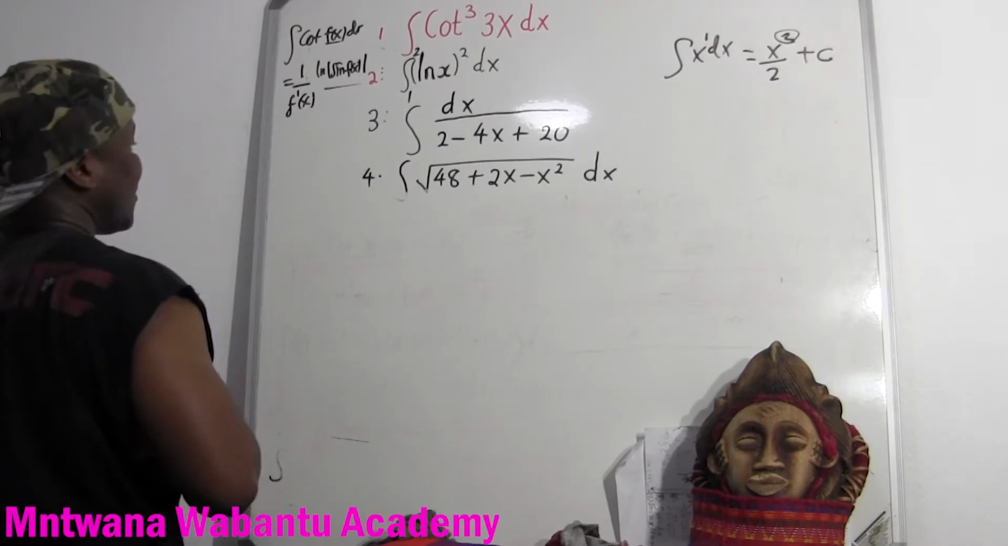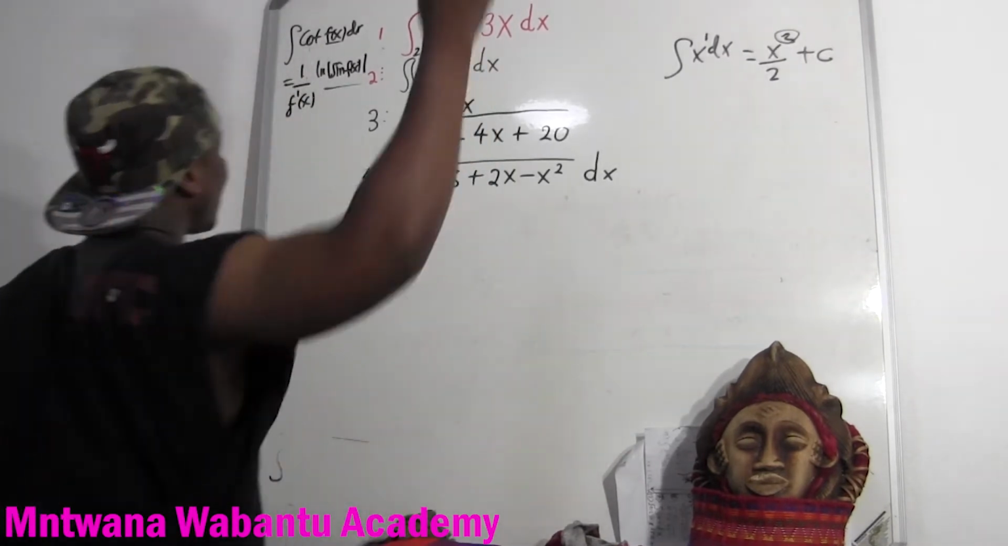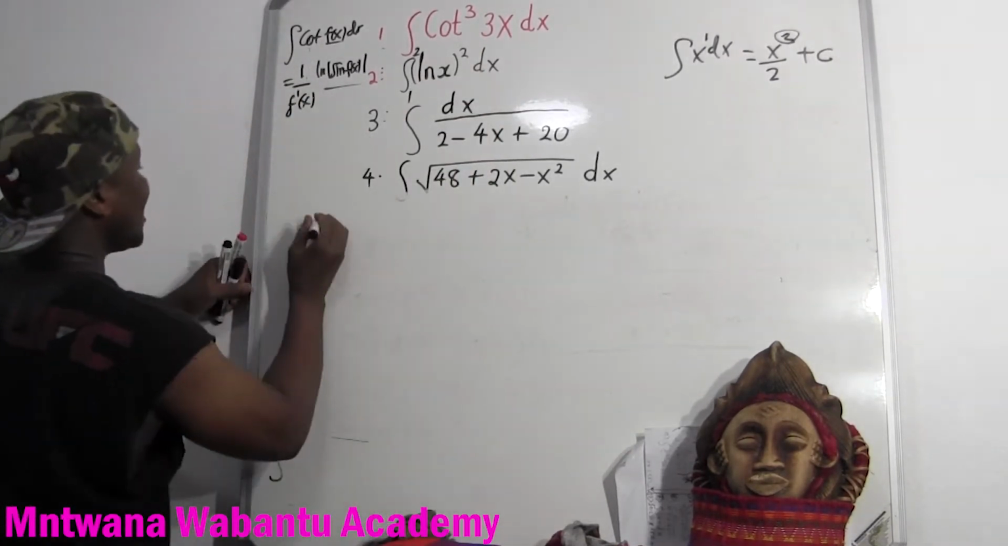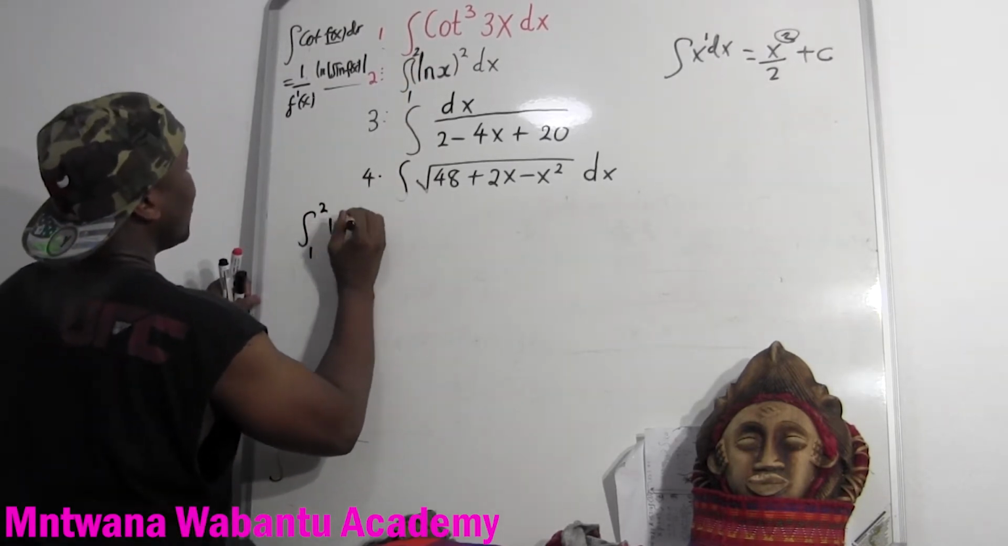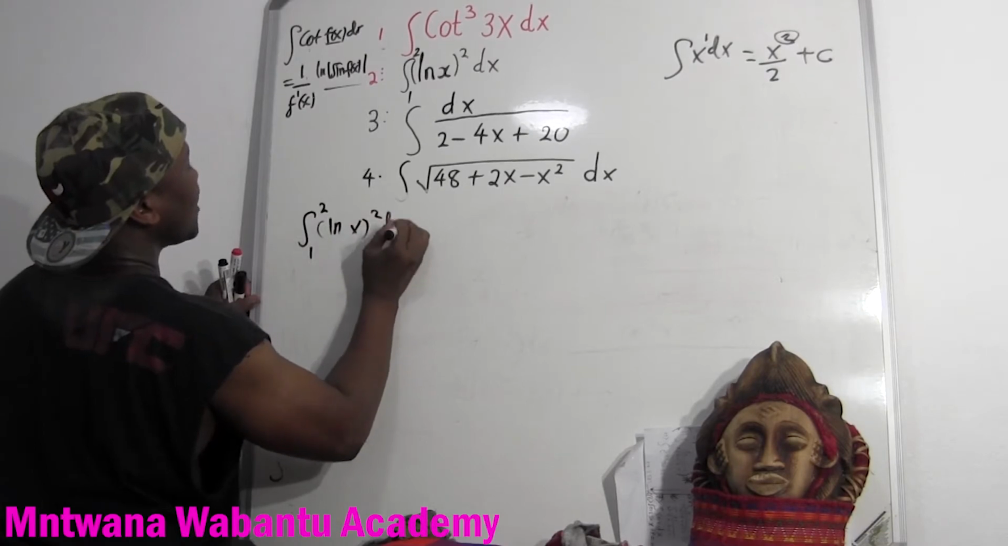So the next question here, whichever you want me to start with. Okay, let's start with the second one. They gave us the integral from 1 to 2 of ln of x squared dx. Okay, so this is by parts. So one more to do left.